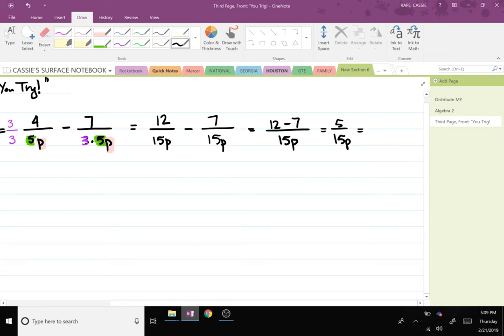And that equals, and this is the thinking you have to do when simplifying. Notice there's no addition or subtraction, so this is really simple rational simplification. 5 goes into 5 one time, 5 goes into 15 3 times, so you end up with 1 in the numerator over 3 times p in the denominator, and that's your answer.